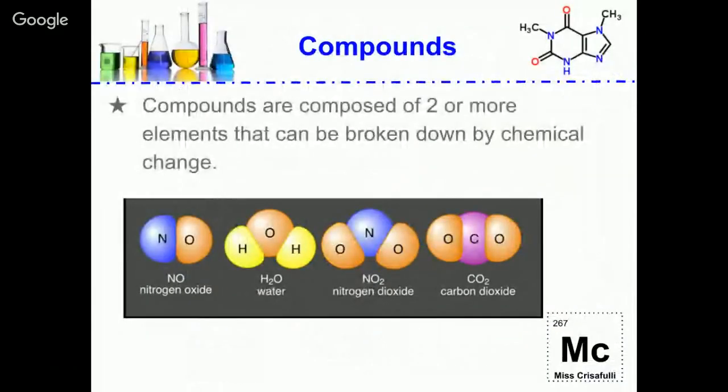Compounds are composed of two or more elements that can be broken down by a chemical change. So nitrogen oxide, water, nitrogen dioxide, carbon dioxide, those are all common compounds that you should be aware of. And they are not found on the periodic table. You can search for them all you want, but I promise you they are not there.